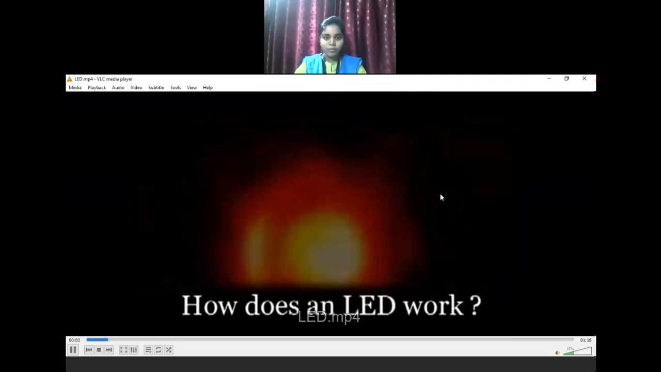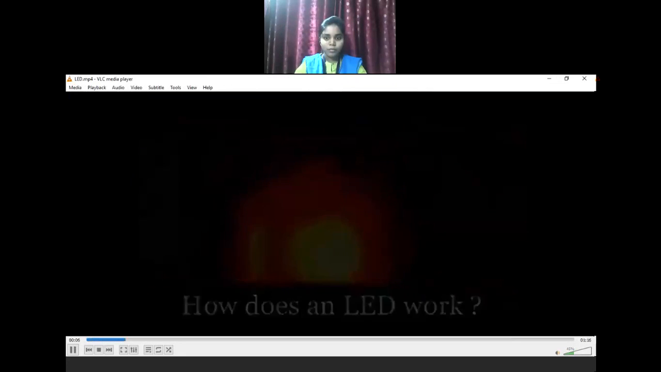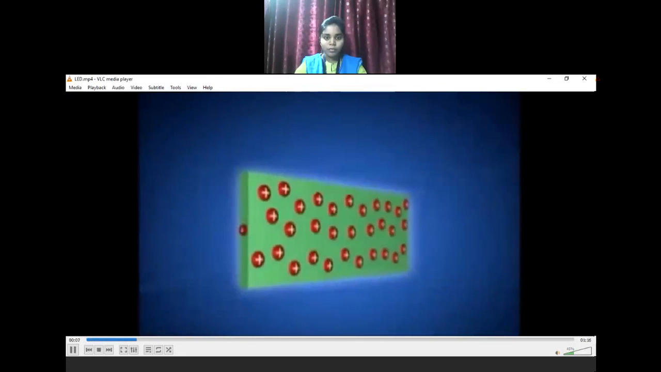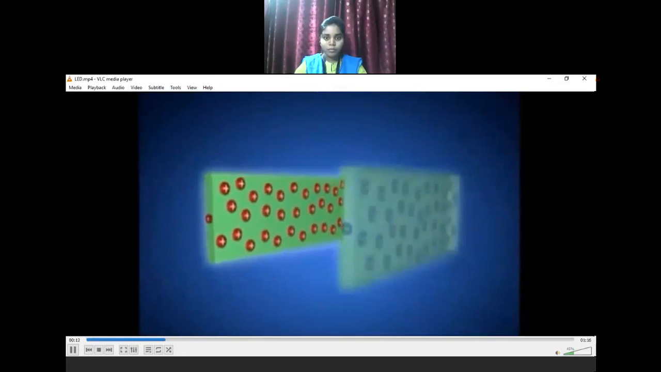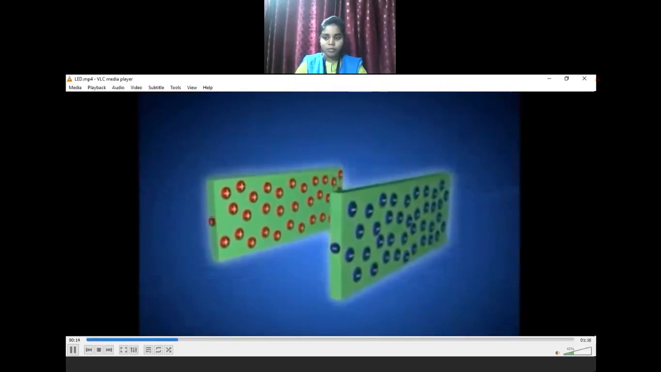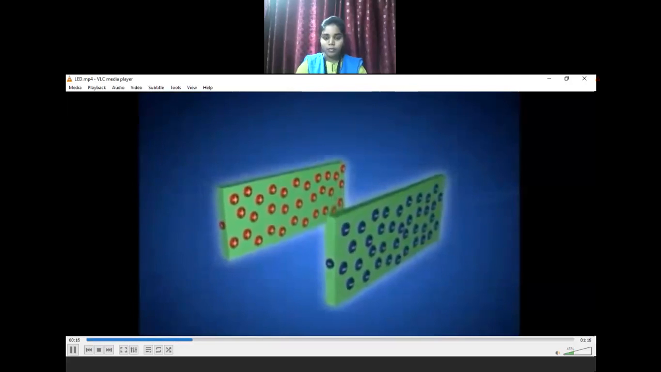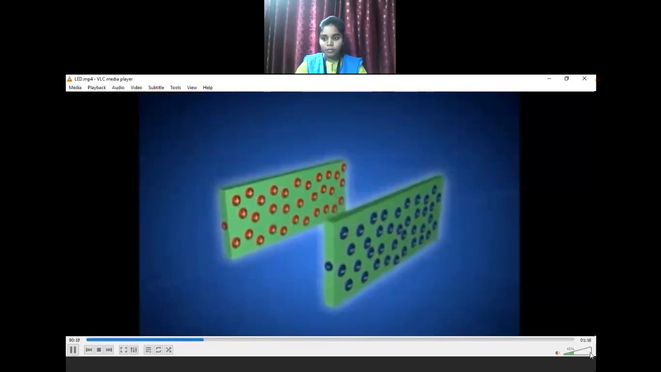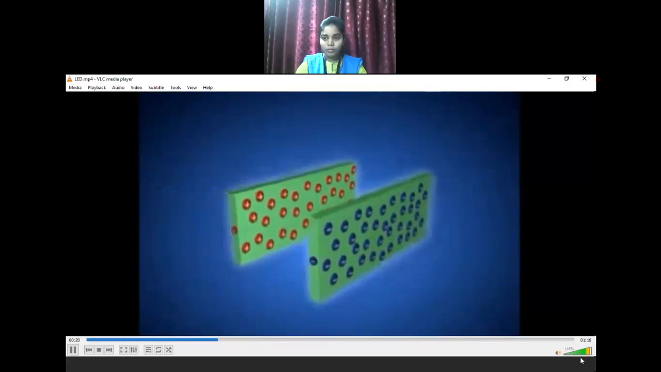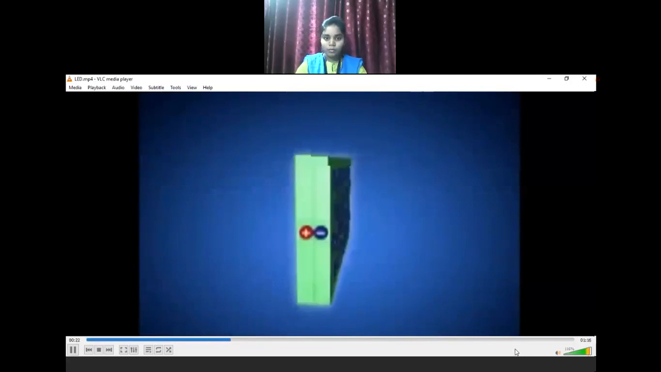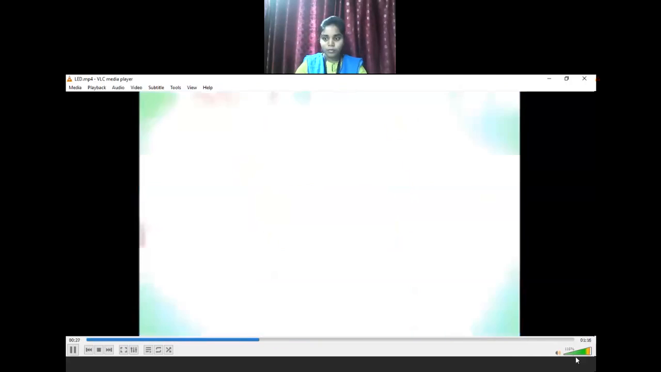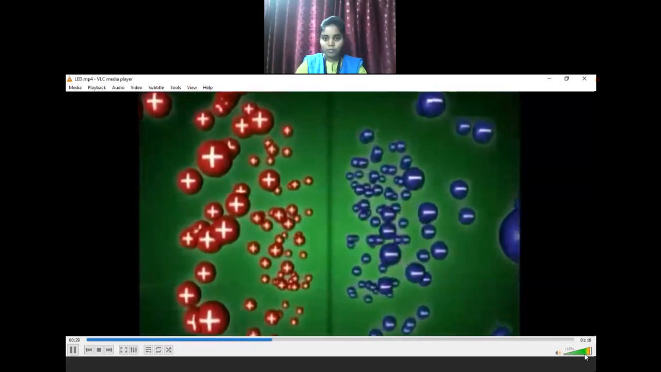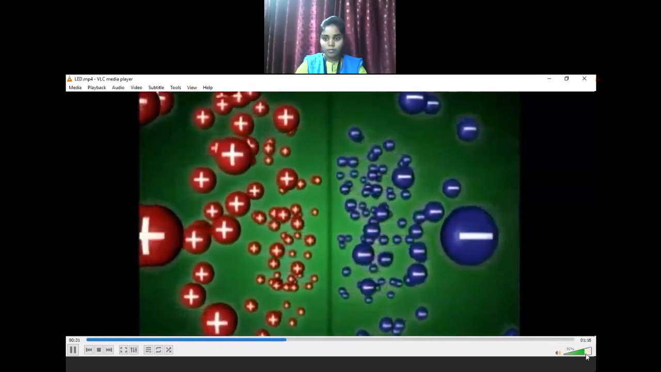In simple terms, here's how an LED works. An LED is a basic semiconductor device. P-type semiconductor material containing positively charged carriers called holes is combined with N-type semiconductor material containing negatively charged carriers called electrons to create a diode. When a current supply is connected to the diode, the negative charged electrons are forced to move one direction, and the positive holes move in the opposite direction.